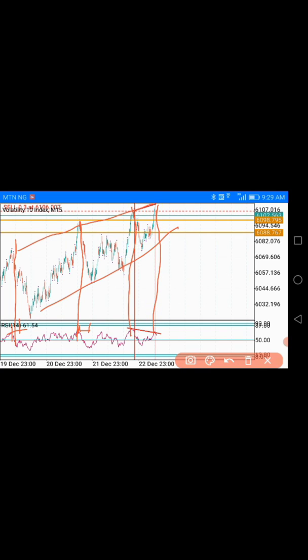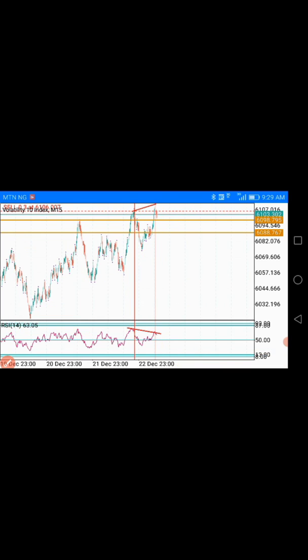Look at it. This is lower than this, while this is higher than this. I hope you can see that, and that is one of the things that gave me the confidence. Now, this is playing out on 15 minutes time frame. I may likely not stay long because it's playing out on a lower time frame.